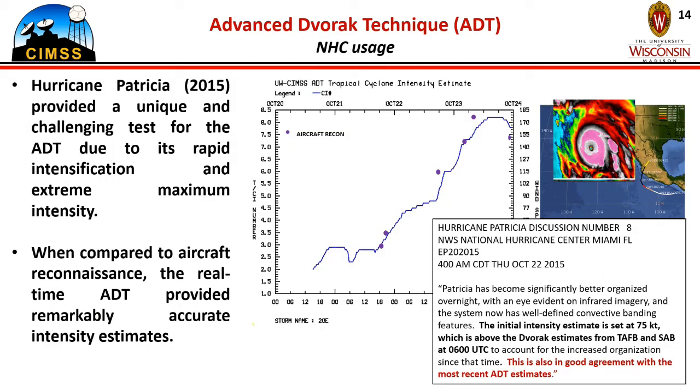Here's a nice case of Hurricane Patricia during the 2015 East Pacific tropical cyclone season. The ADT estimate is shown in the blue line, with aircraft reconnaissance measurements shown in the purple dots. And you can definitely see the strong similarity between the ADT and the actual recon measurements. So this was a very good case for the ADT, showing how accurate it can be in certain cases.